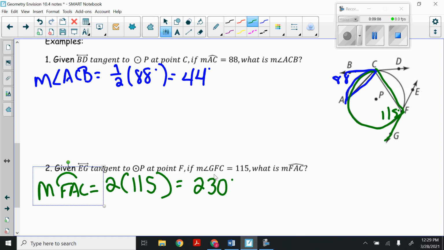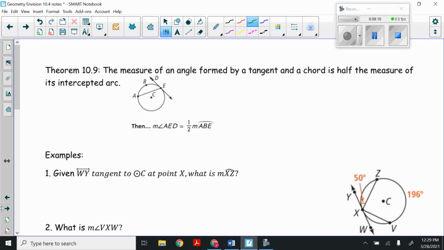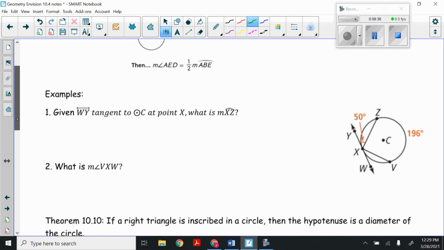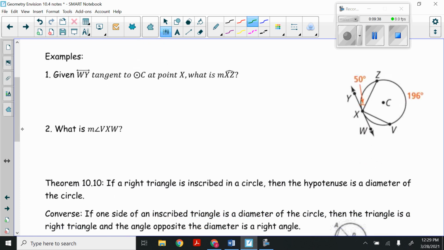Let's look at our next page. Another theorem. This theorem tells me that the measure of an angle formed by a tangent and a chord is half the measure of its intercepted arc. So here it tells me the measure of angle AED, that angle right there is what we're looking at, is going to be half the measure of arc ABE, so half of that. All right, so now let's look at some examples.